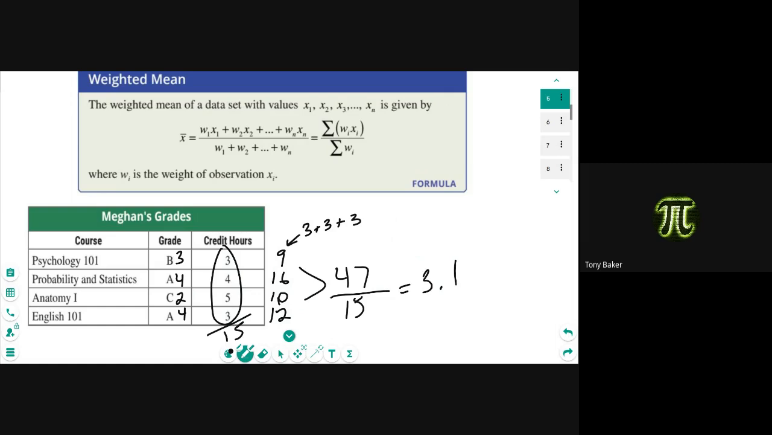Yes. Are you using significant figures? So, kind of. And significant figures is a science thing. Most of the time in your calculations, you want to go 1 decimal place more than what you have in the data. Okay. So in this case, that's why it's 3.13333 keeps going. Since all the credit hours are whole numbers, I went to 1 extra decimal place.